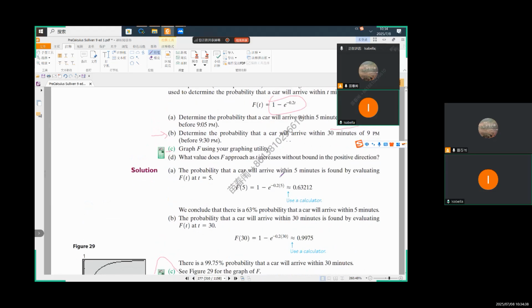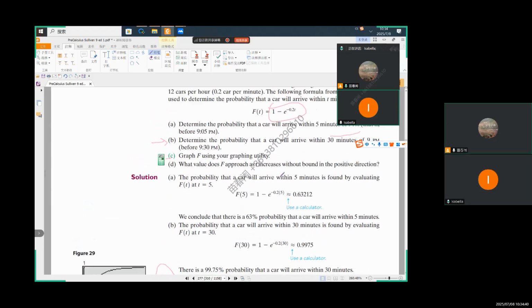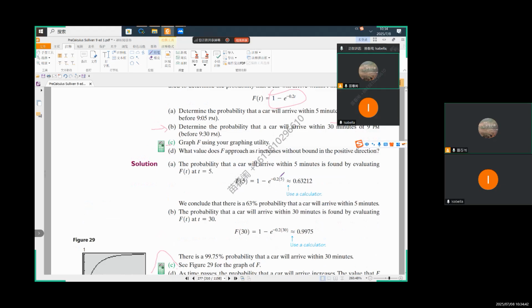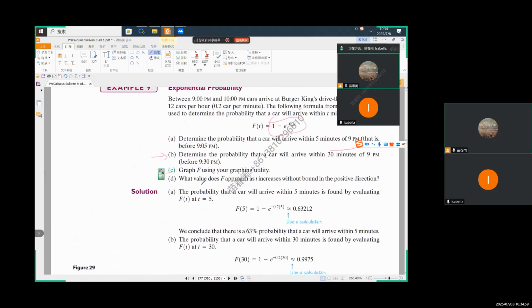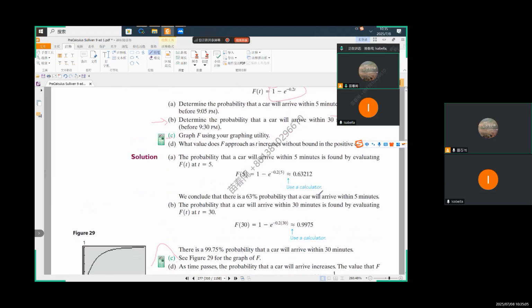I don't know why. When we review something really quickly, yeah, it's kind of like that. We learn new things. That's what I think. If it looks like this, then we can answer D. What value does f approach as t increases without bound?